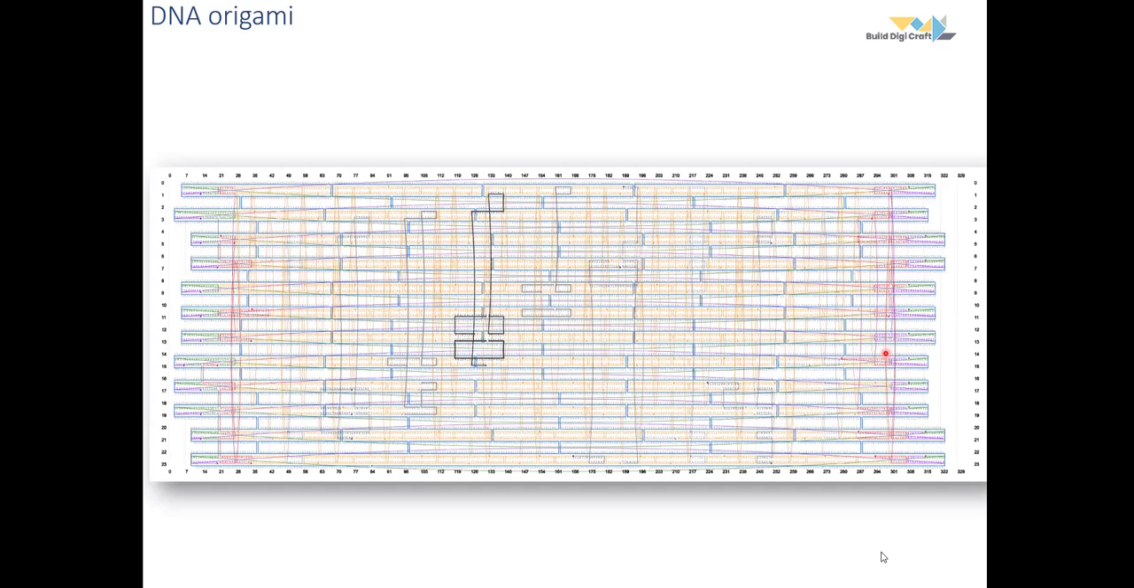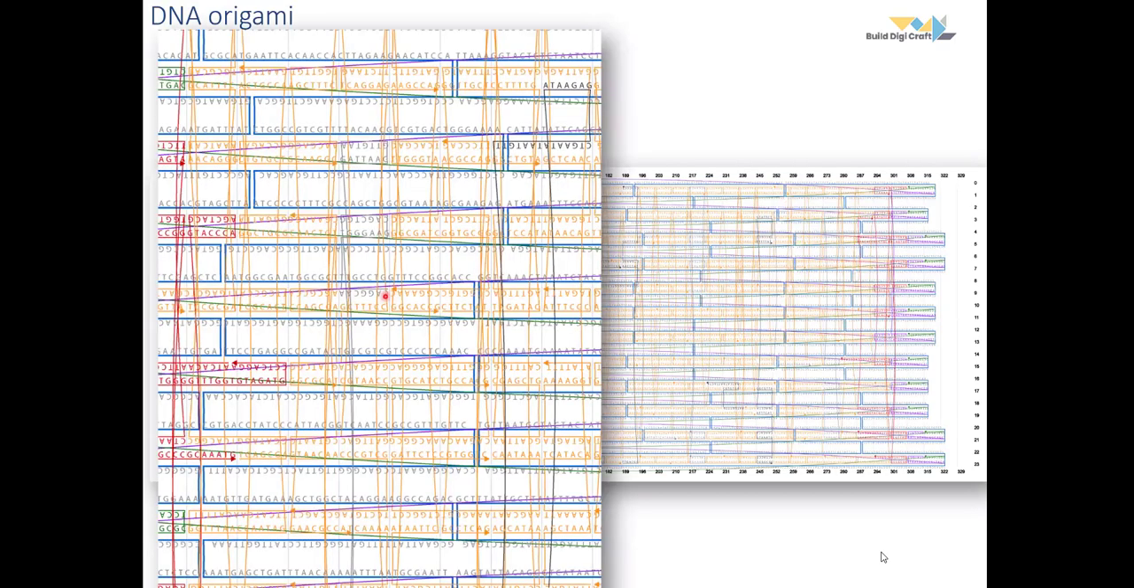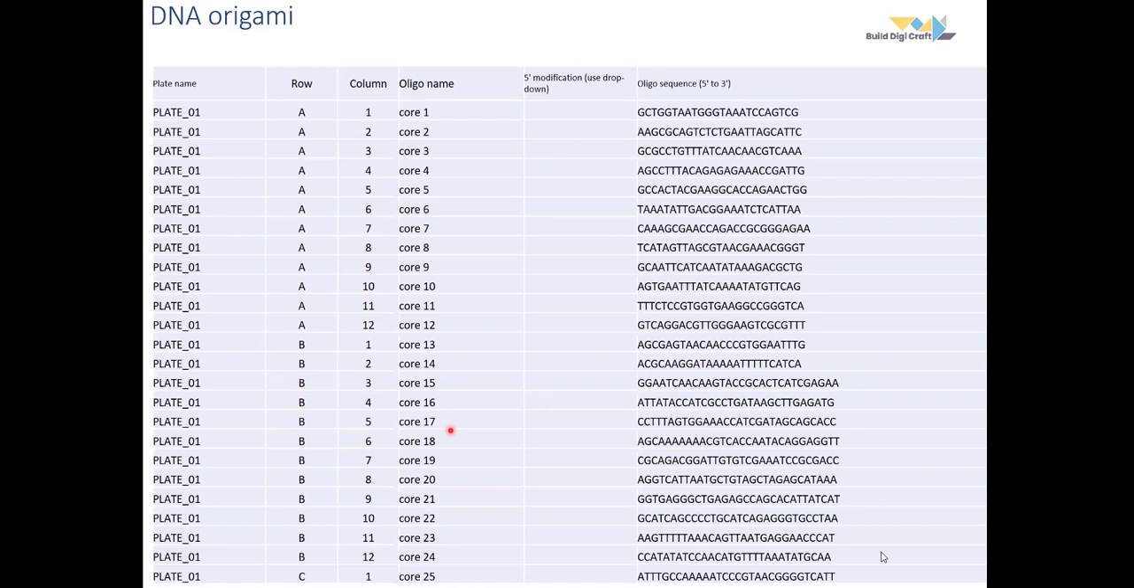So that's how the design looks on my computer screen. This is essentially our blueprint of the structure. If you zoom in, you see where all the DNA strands go, and what the sequence of these DNA pieces is. That's what I get from the computer program. It's basically the real sequence of each DNA strand.